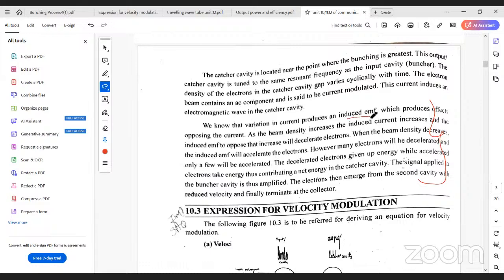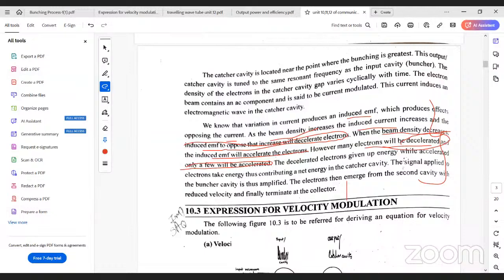Current produces an induced EMF which opposes the current. If density increases, what happens? If density increases, EMF decreases, which will deaccelerate the electrons. Very good. Suppose density is decreasing, EMF is increased, which accelerates the electrons. However, most electrons will be deaccelerated and only a few are accelerated. So the number of electrons deaccelerating is greater than those accelerating. Up to here, you have to write for two cavity klystron.